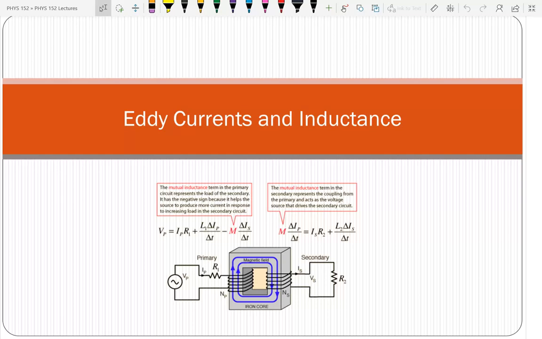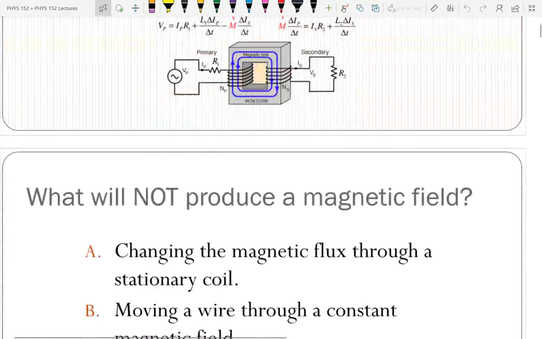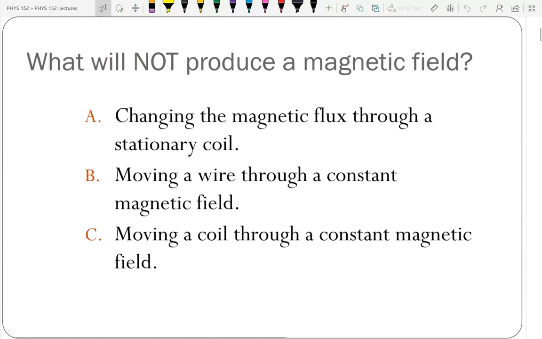We're going to talk about eddy currents and inductance today. I have a picture here of a transformer. It's more than meets the eye, and we'll learn how the transformer works by the end of today's lecture. First, a couple of questions relating to the lecture yesterday.